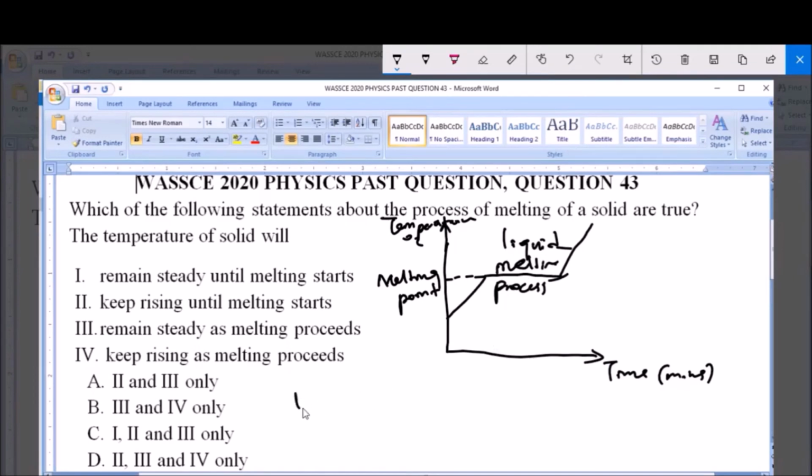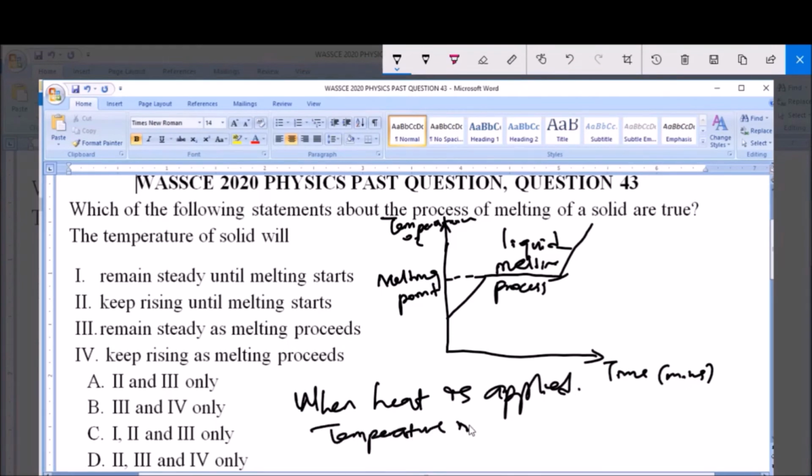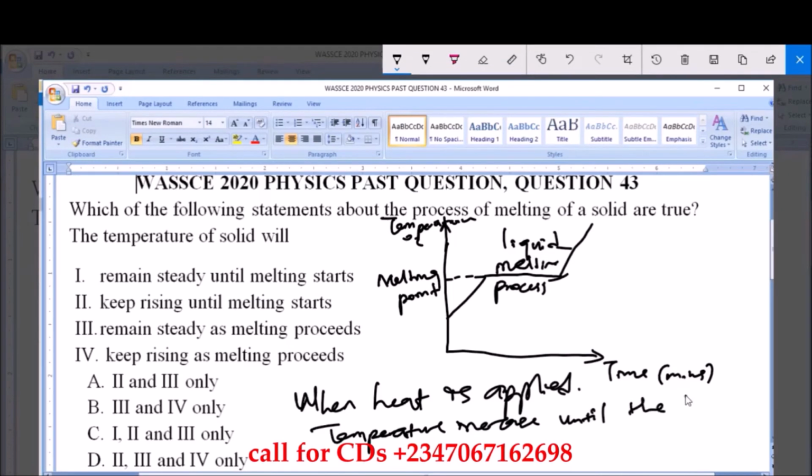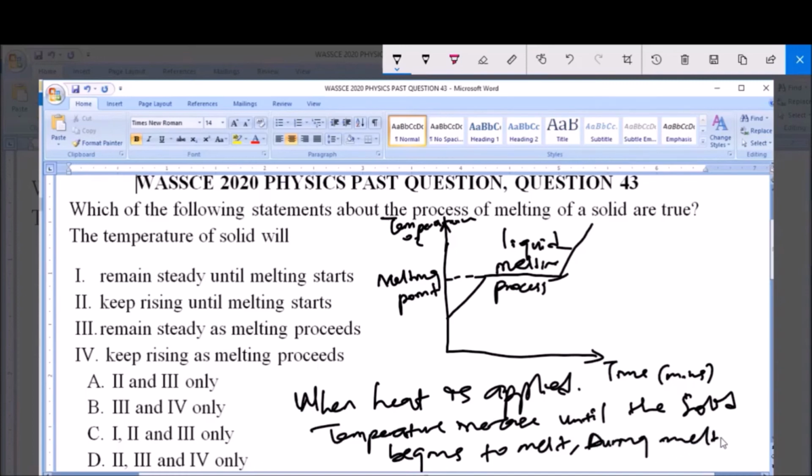So when heat is applied, the temperature increases until the solid begins to melt. Now at this melting point, that is when the melting starts, the temperature remains constant, it remains steady. So during the melting process, the temperature remains steady.